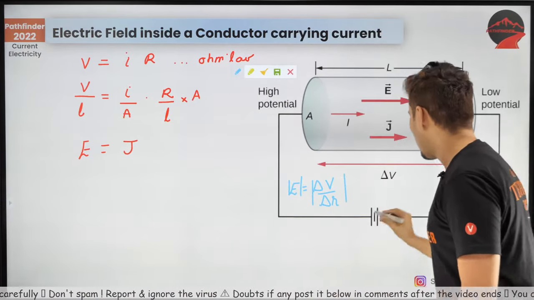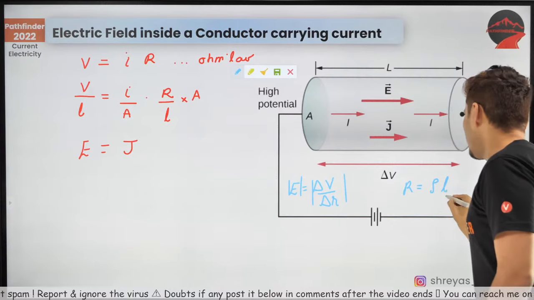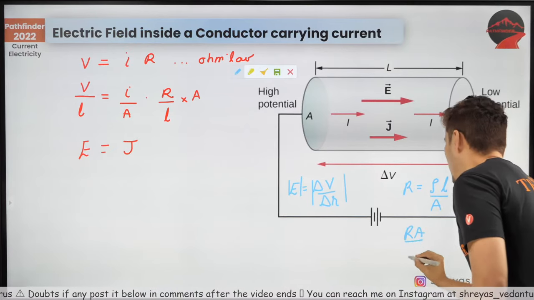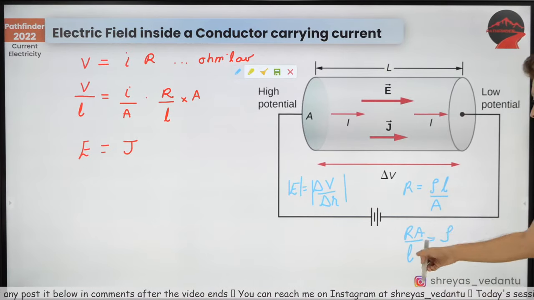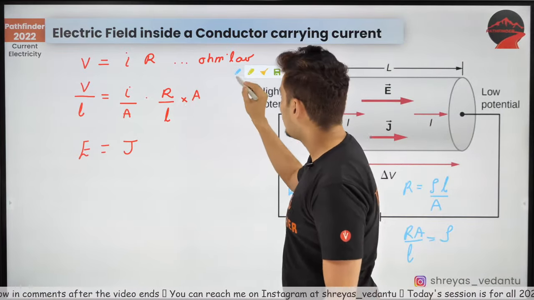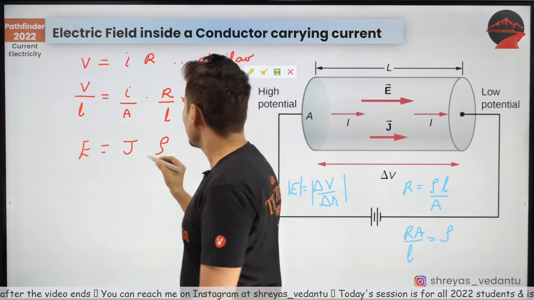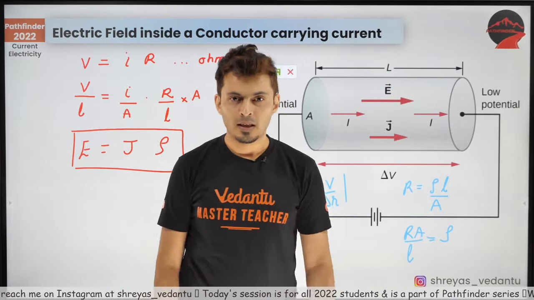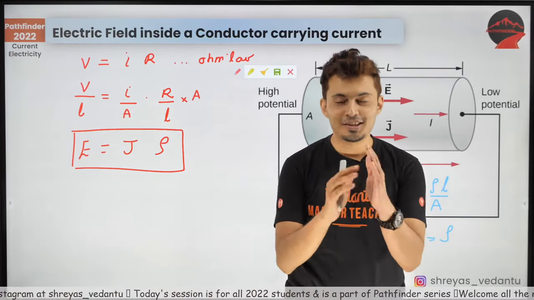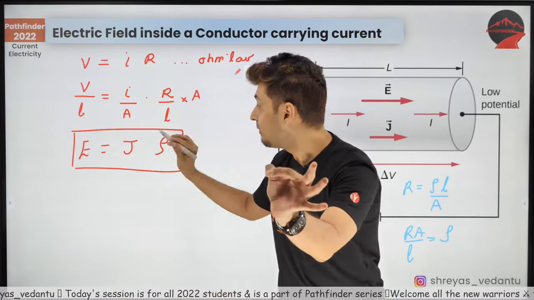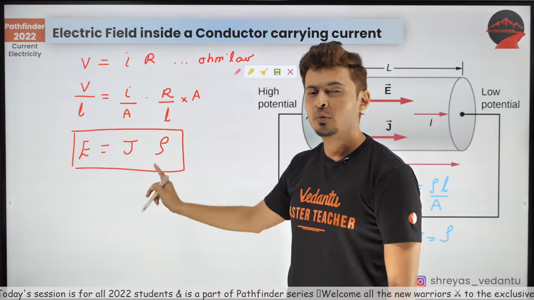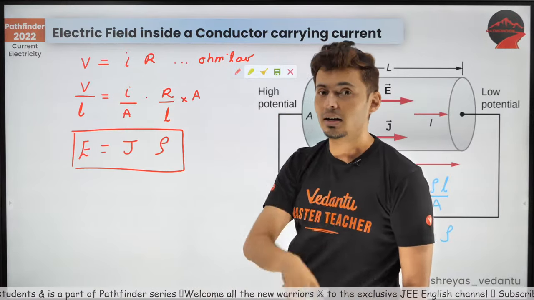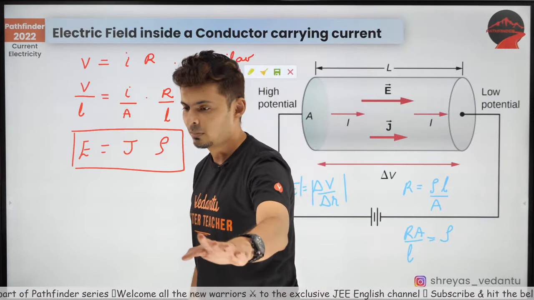And one more thing, R is rho L by A. R was rho L by A, so shift it. R A by L will be rho, right? R A by L will be rho. So this term is also there. So this is going to become rho, and this is a very important equation. E is J rho. Yes, that is your equation. That gives you the value of the field inside a conductor. Very important. Current density into resistivity will give you the field inside a conductor which carries current. Beautiful equation.